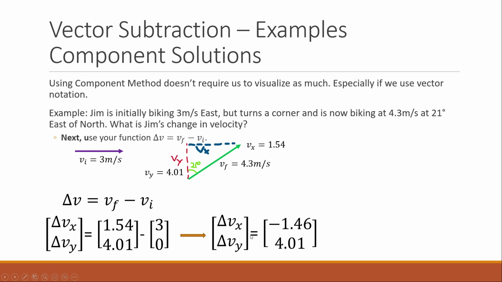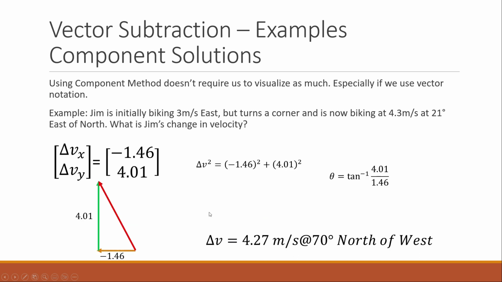So now that I have the x and y components of my change, the next step is simply to make a triangle of it. Right? Here's my x component, here's my y component. This is the resultant. Use a little bit of Pythagoras to solve for it, and use a little bit of trigonometry, SOHCAHTOA, to find out my angle. Here is my end result.